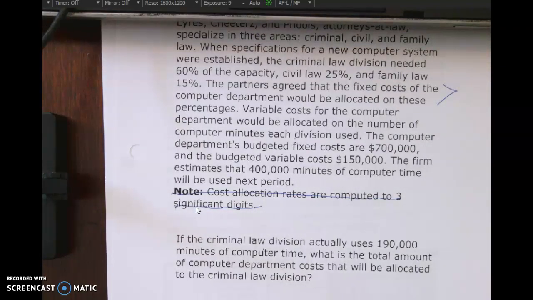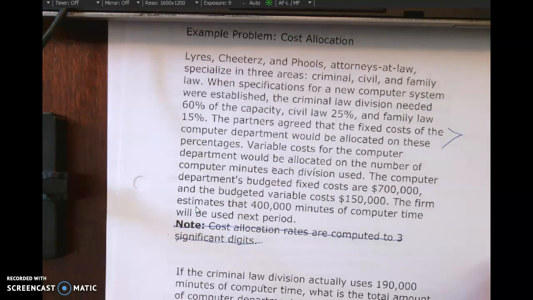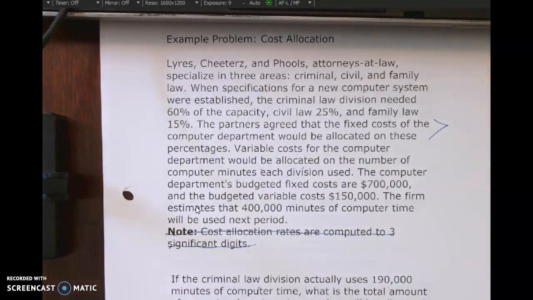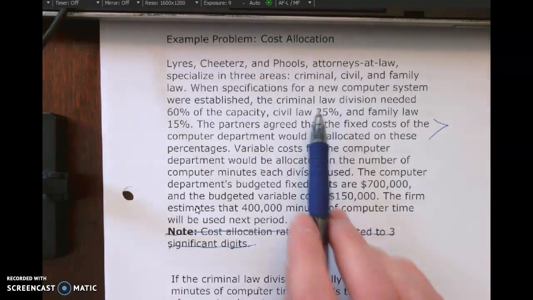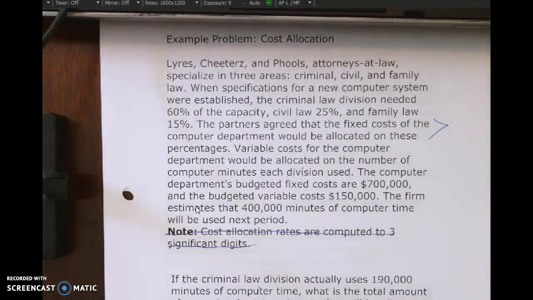Now this problem is a little bit different than the other problem that we did, because in the other problem that we did, that $270,000 was lumped together. There was no attempt to split out how much of that $270,000 of the accounting department was fixed and how much of it was variable. In this problem, we have the computer system, and with regard to the computer system, we have split out the costs between those that are variable and those that are fixed. So what that means is we have a dual rate allocation scheme. I'm going to say that again, a dual rate allocation scheme, okay?